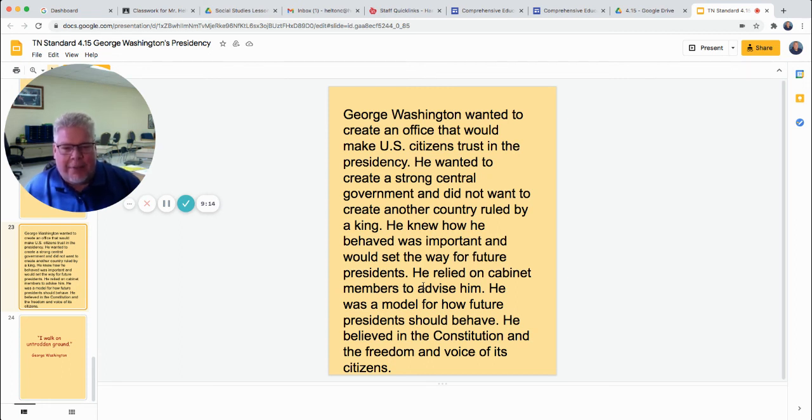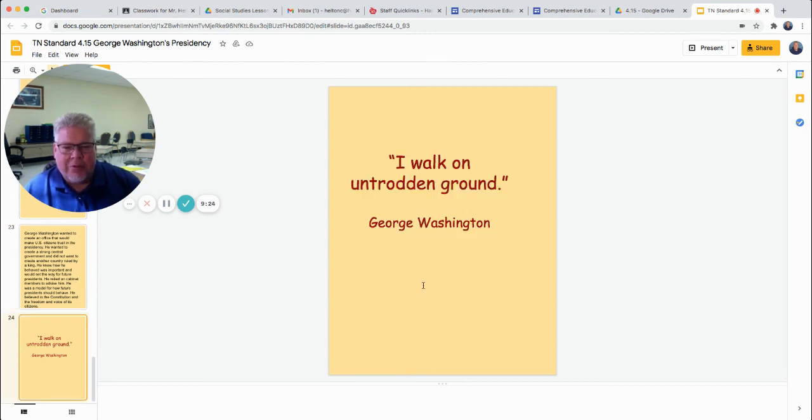He relied on cabinet members to advise him. He was a model for how future presidents should behave. He believed in the Constitution and the freedom and voice of its citizens. He walked on untrodden ground, but he did a wonderful job, didn't he? Setting the precedent as our first president.